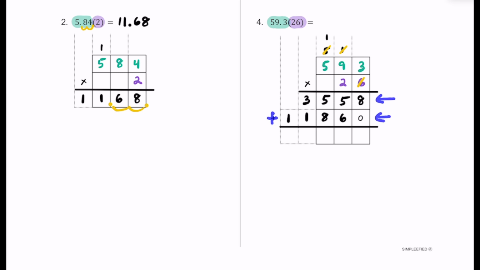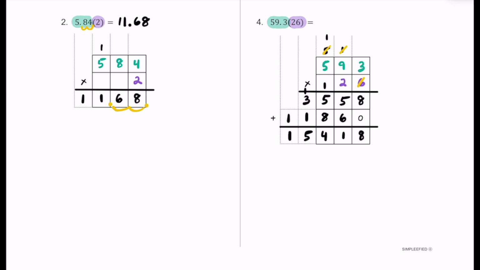Then we're going to go ahead and add these 2 partial products together. So 8 plus 0, it's going to be 8. 5 plus 6, that's going to be 11. Put the 1, carry the 1. 1 plus 5 is 6. 6 plus 8 is going to be 14. So I'll put a 4 here. Carry the 1. 1 plus 3 is 4. 4 plus 1 is going to be 5. So we're going to put a 5 here. And then finally we have this 1. We can bring that straight down.